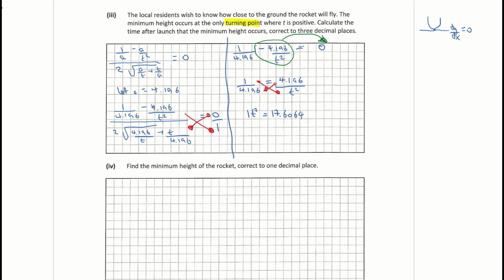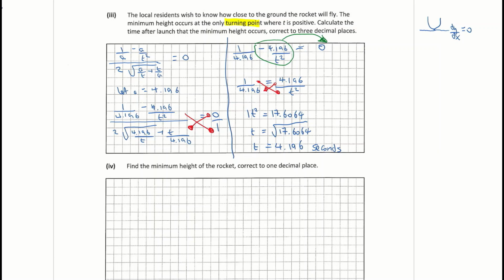17.6064. And I want to get t on its own, not t squared. So I get the square root of both sides. So the square root of 17.6064. And that's giving me a time of 4.196 seconds.